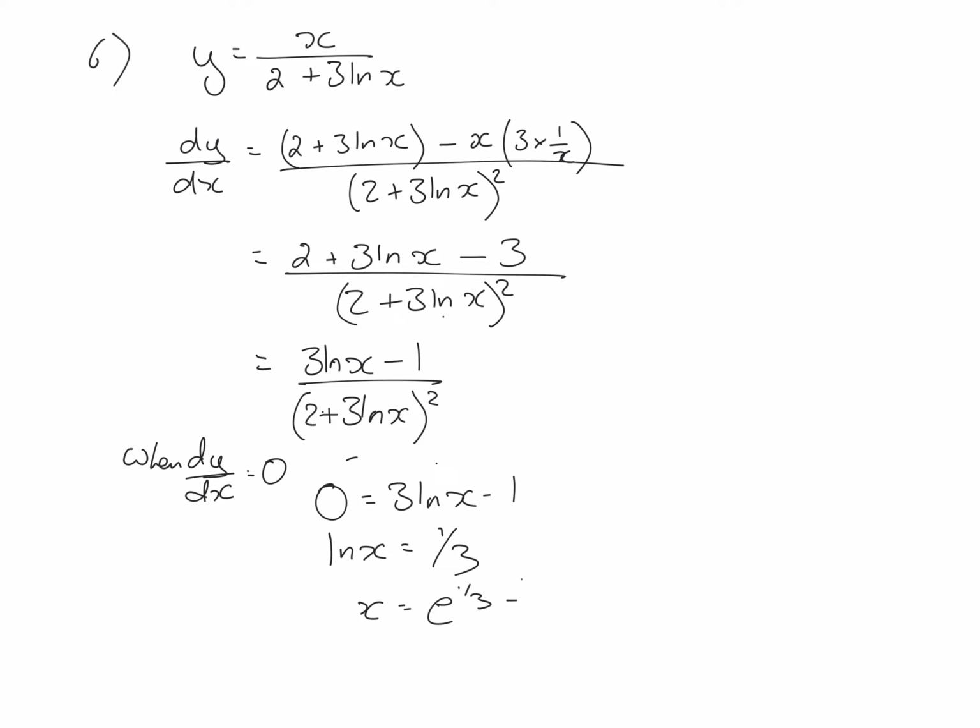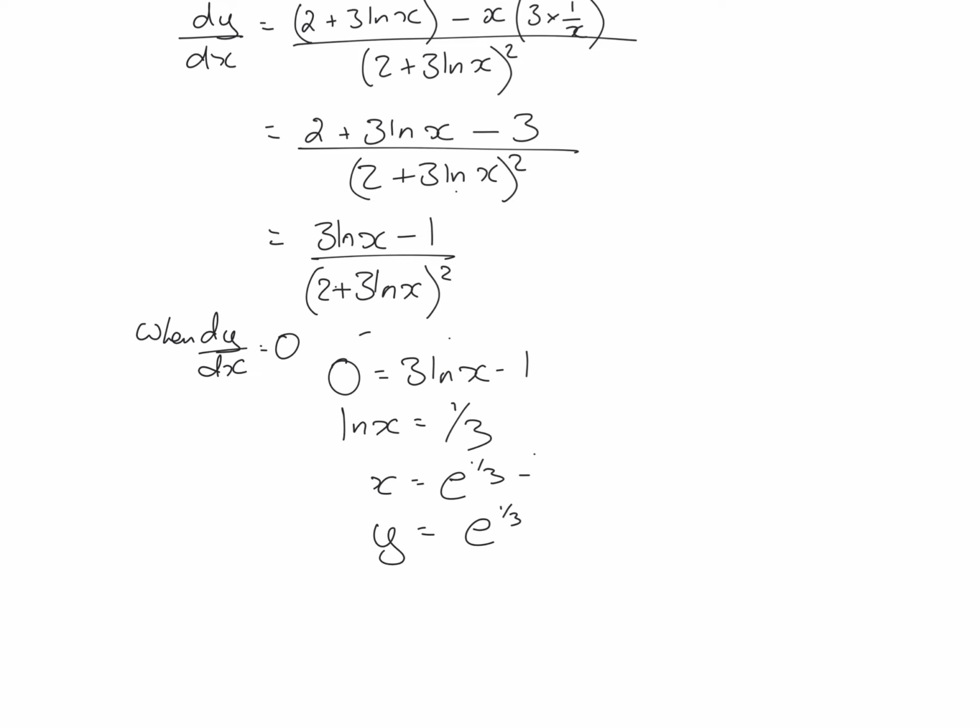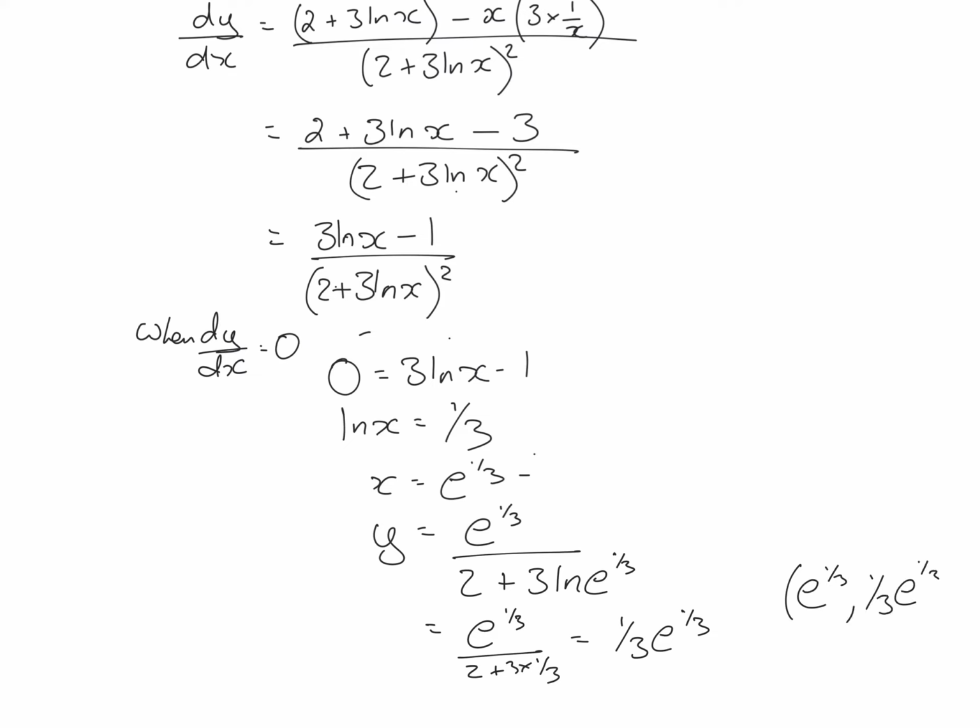And so we want the coordinates, so y equals e to the third over 2 plus 3 ln e to the third. Ln e to the third is just a third, so we've got e to the third over 2 plus 3 times a third, that's 1, so 3, which is a third e to the third. So our coordinates are x is e to the third, y is a third e to the third. There we go.